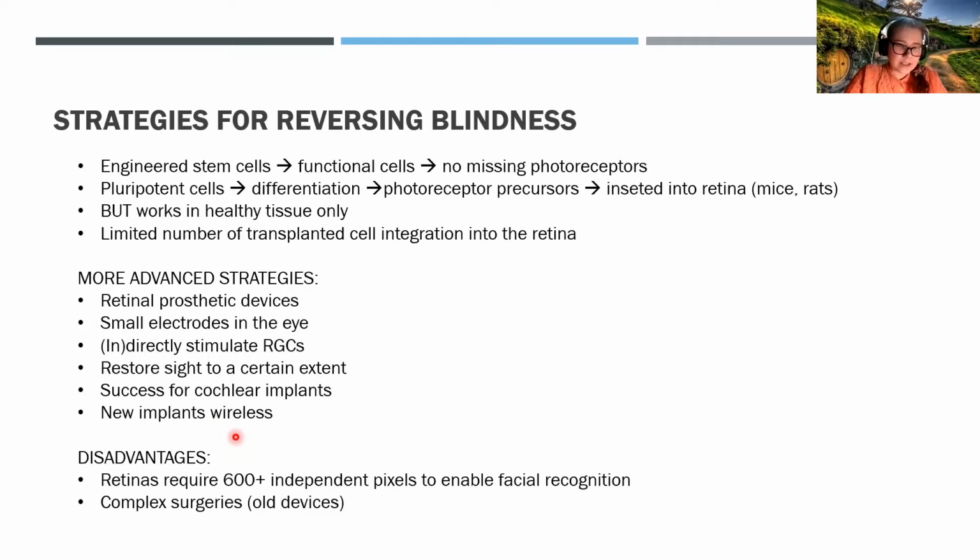Now, disadvantages of these prosthetic devices are very complex surgeries. Imagine you have to put a small electrode into your eye. And then also it's why we still have irreversible blindness, whereas we don't have irreversible hearing loss, because retinas require more than 600 independent pixels to enable facial recognition.